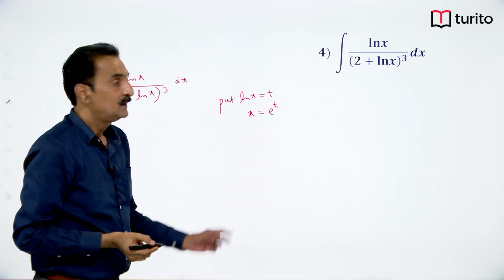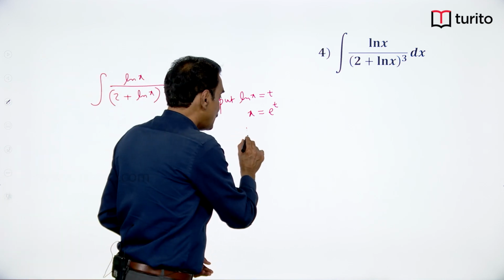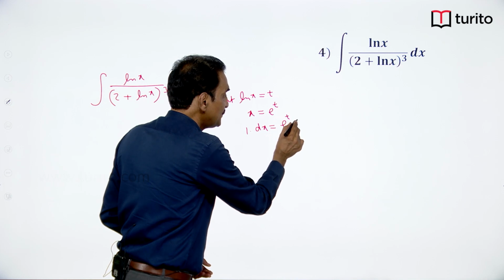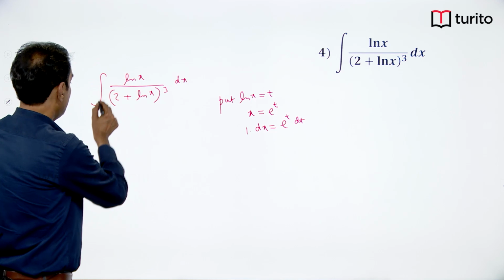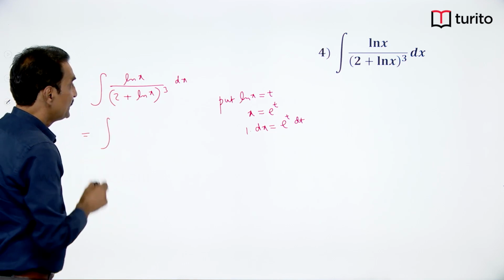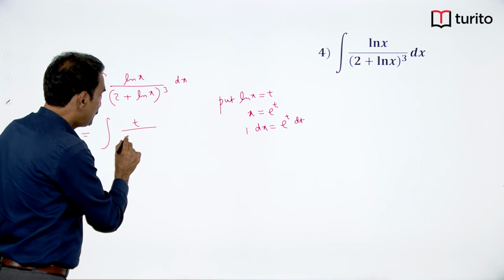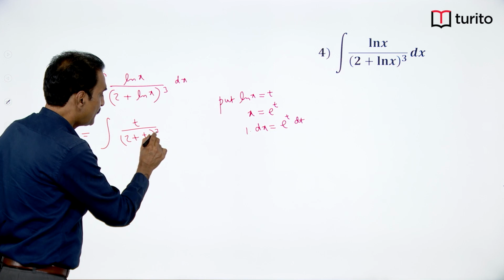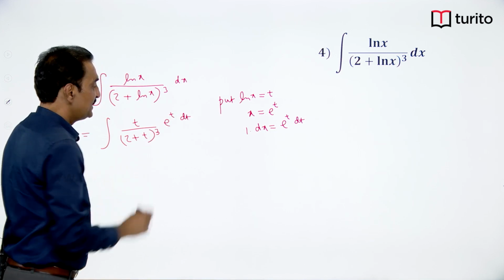okay. Then differentiating on both sides, derivative of x is 1, 1 into dx is equal to e power t into dt. Then substituting here, integral t by 2 plus t whole cube into dx is e power t dt.